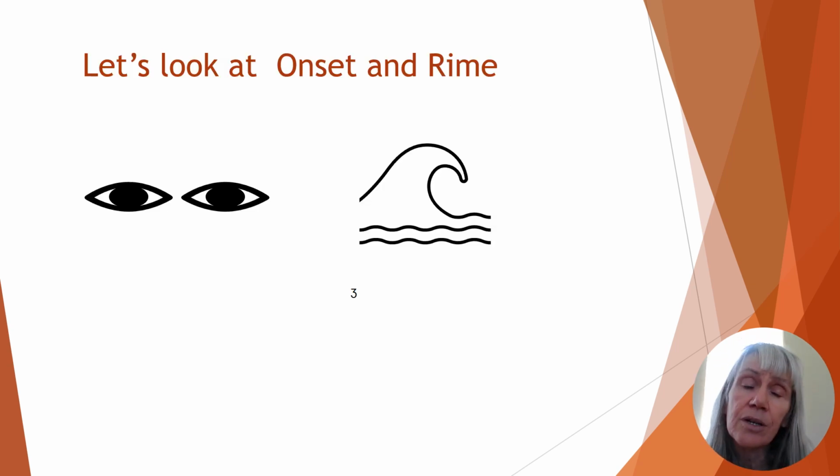So let's look at onset and rhyme, some examples. You're going to see some pictures up there, and what you see are eyes that see. Watch my mouth, see, and that's a wave that represents the C. So the sound we're hearing is C. Can you hear how many phonemes are in that word? C.